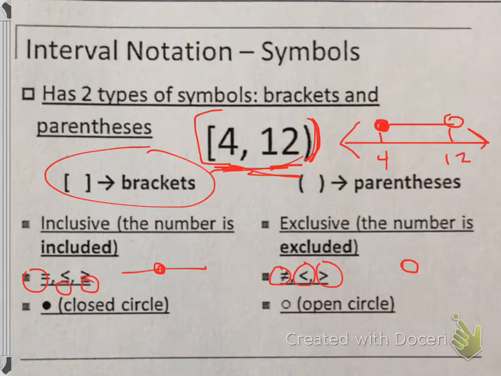So an interval is just a group of numbers or a set of numbers that has a starting point and an ending point. So we start at 4, we end at 12. We can't be exactly 12 though, so maybe 11.999, but not exactly 12.